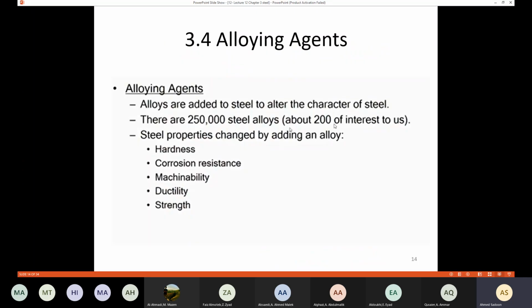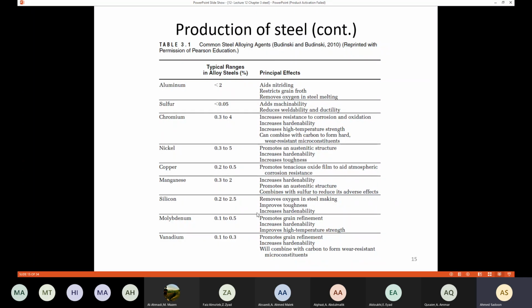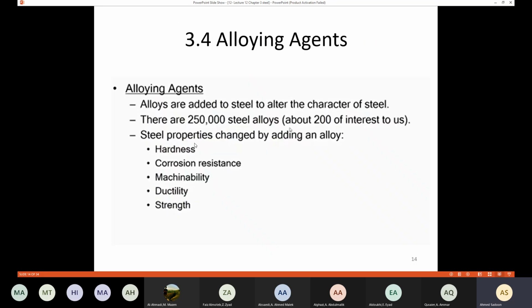If you have nickel, copper, all of this is going to influence the behavior of this steel. This table is not for you to memorize, just to understand that you have alloying agents that can alter the behavior of the steel. So you can alter many properties like the hardness, corrosion resistance, machinability, ductility, and the strength.